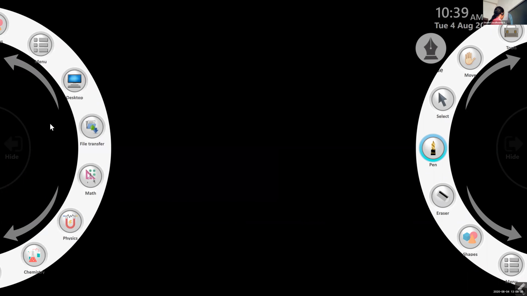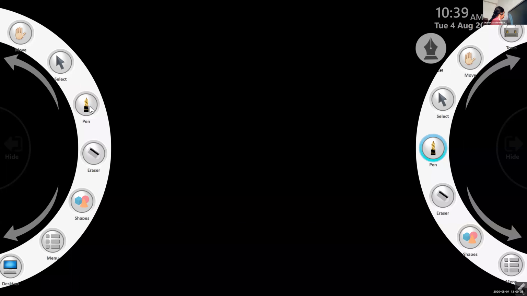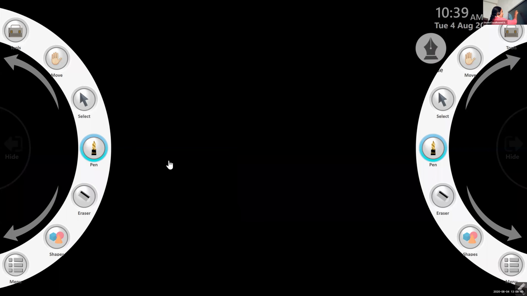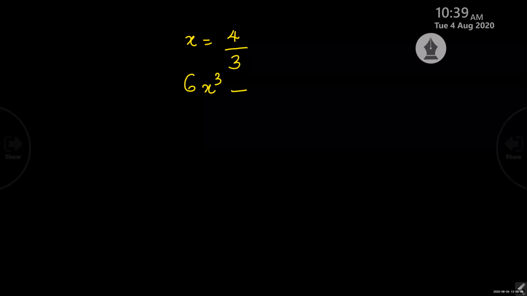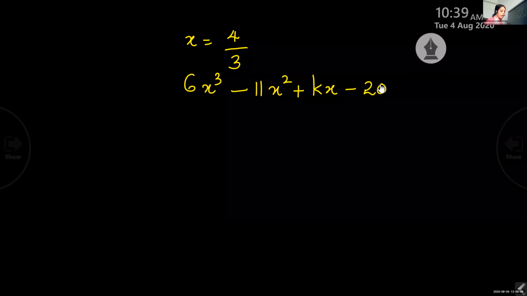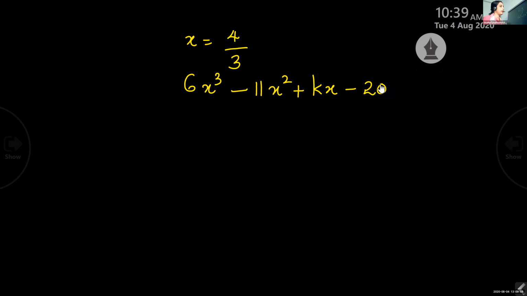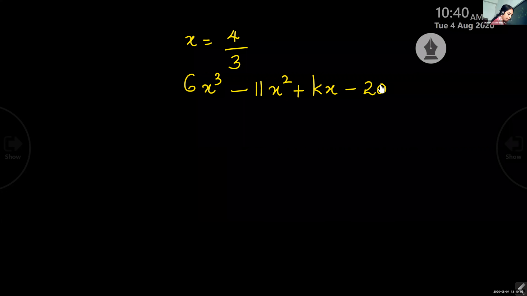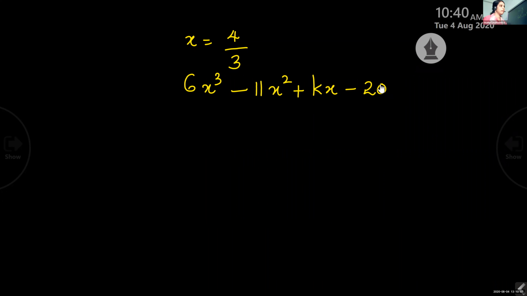Okay. The homework was, if x equal to 4 by 3 is a solution of the polynomial 6x cube minus 11x square plus kx minus 20, find the value of k. This was the question. Okay. And what do you mean by the zero of the polynomial? What do you mean by zero of the polynomial? Yes, children?